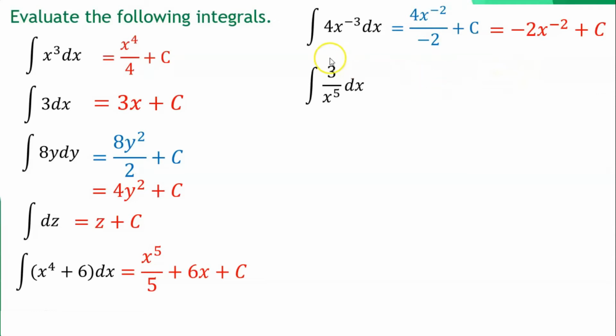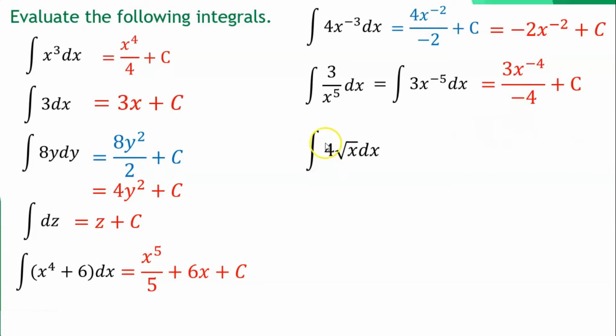Another, find the antiderivative of 3 over x to the power of 5 dx. Take note here, our exponent is at the bottom, so we bring it up. It's the same as the integral of 3x to the power of negative 5 dx. The same thing, plus 1 and divide by the new exponent. So this would become x to the power of negative 4 over negative 4, then plus c.